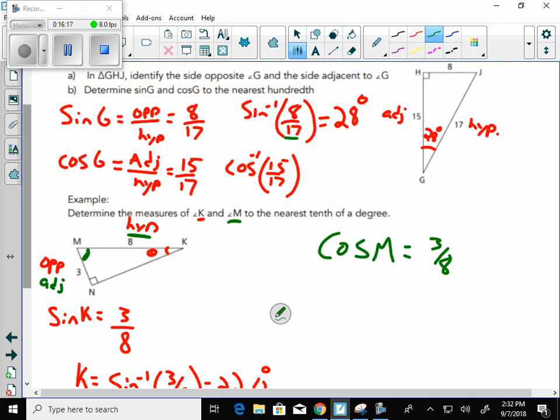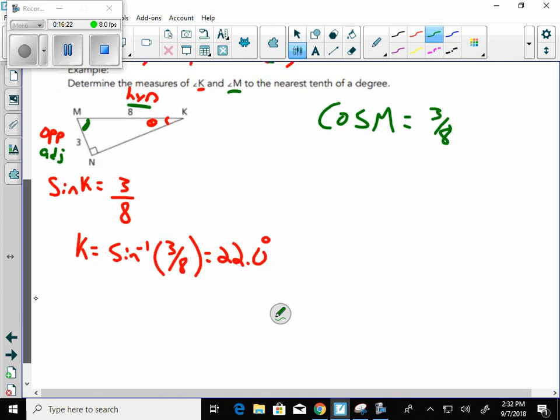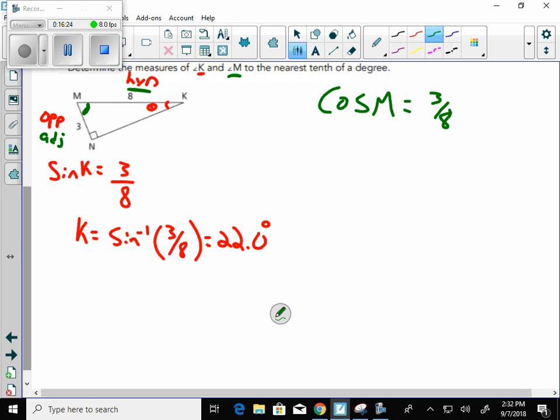These numbers are different than these numbers. Cosine does a different function than sine. Now it's adjacent. Are we supposed to do adjacent over hypotenuse? We don't know the adjacent. Yes, we do, because now it's angle M, Chloe. If you look here, now we're using angle M, right? The 3 is touching angle M, so it's adjacent.